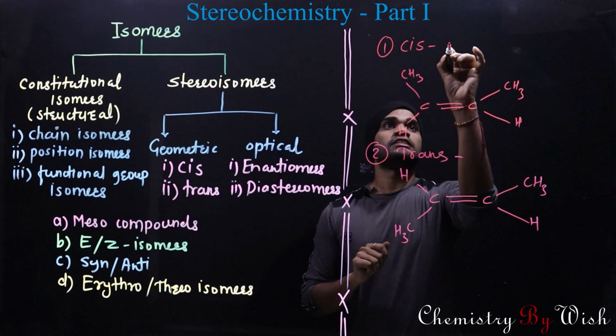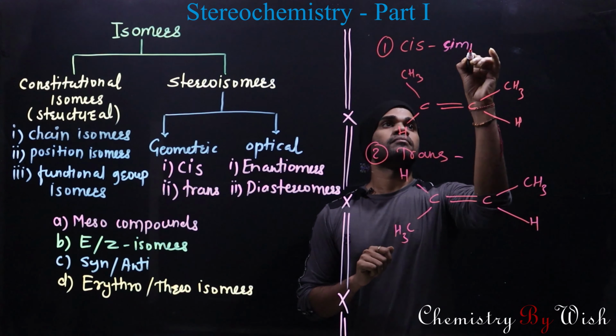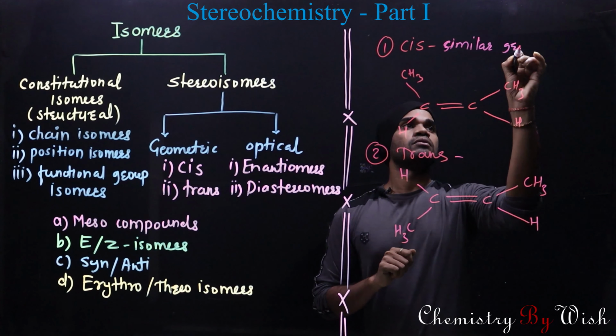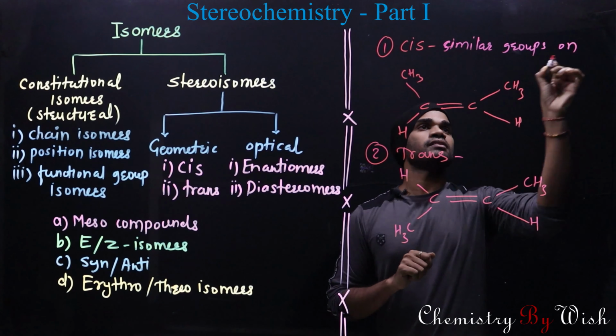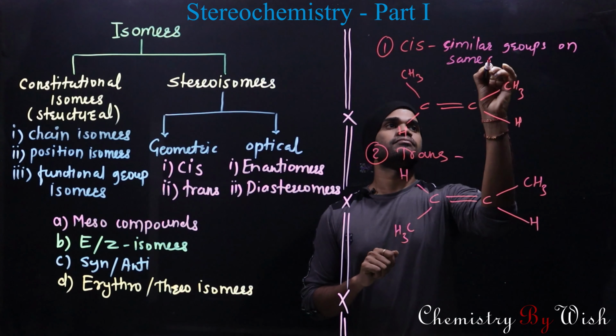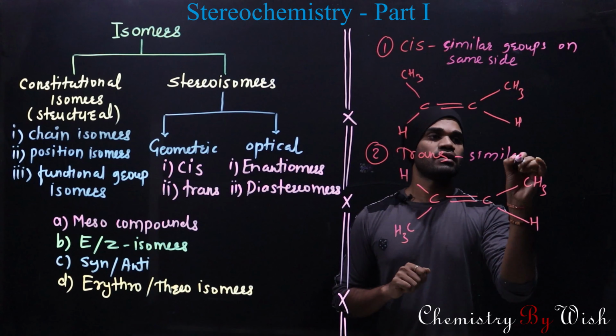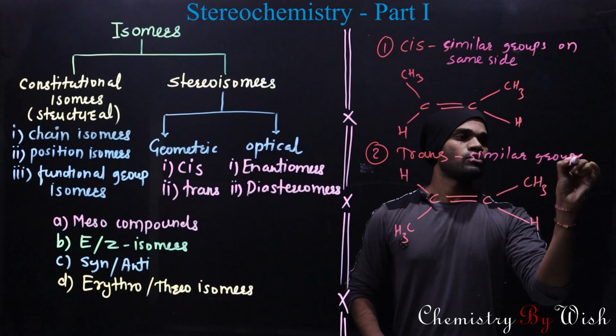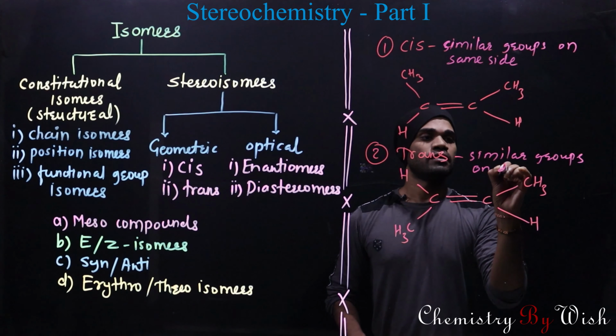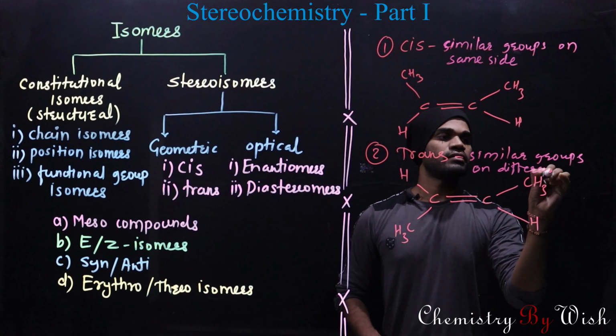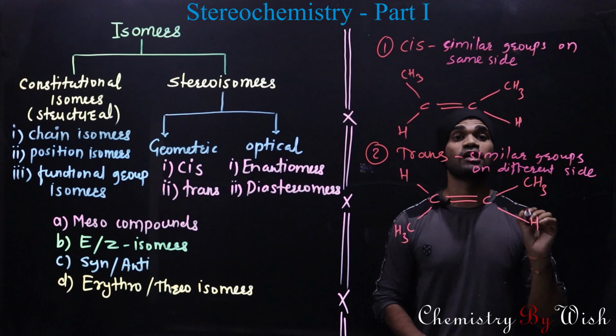So similar groups on the same side. In a trans compound, similar groups on different sides of the double bond.